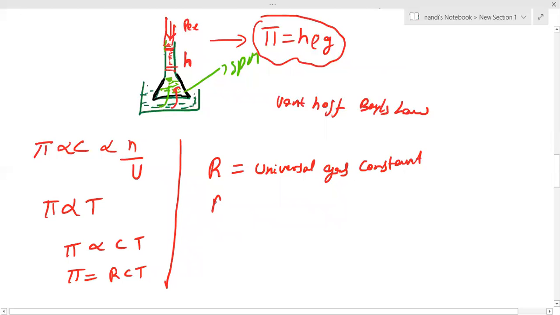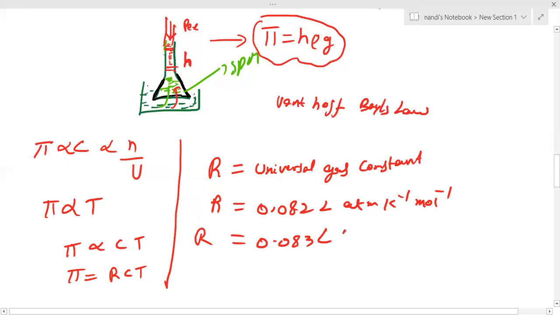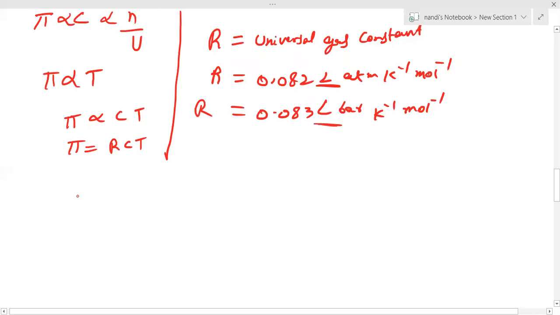You need to take the R value only as 0.0821 liter atmosphere Kelvin inverse mole inverse, or you can take the R value 0.083 liter bar Kelvin inverse mole inverse. You should not take other values. It should be in terms of liters or ml, because these are liquids I am taking here. You need to maintain only these two R values. Don't take other R values, or you won't get the answer.